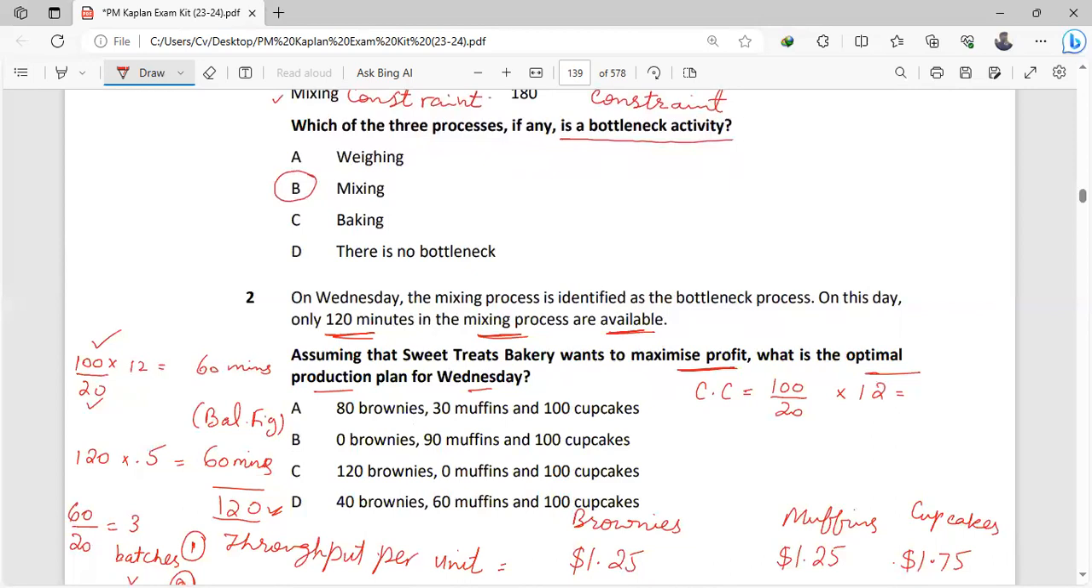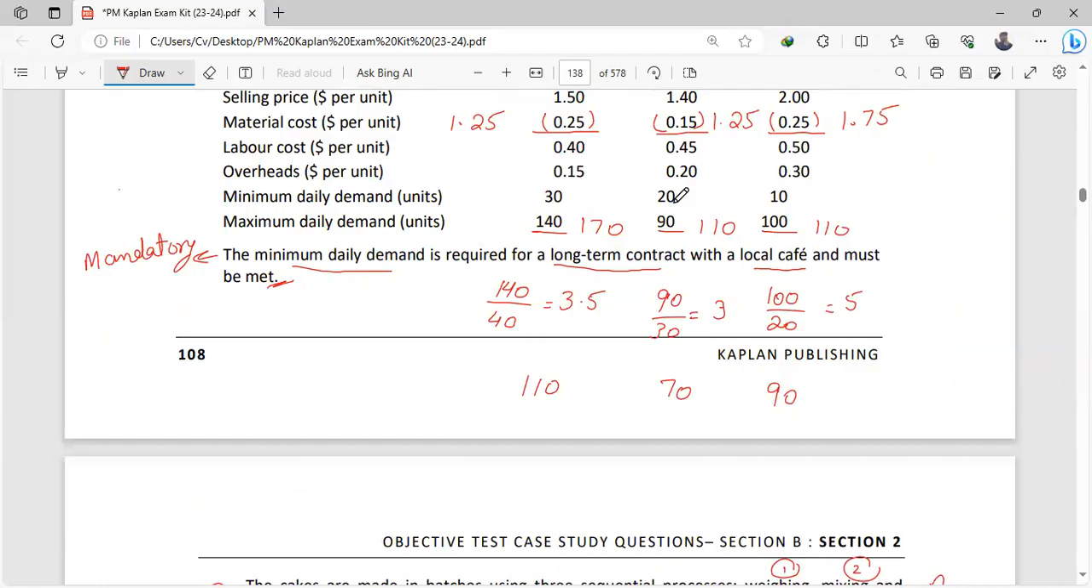That's why you decided that we will fully utilize 60 minutes and we are producing 100. But for the brownies, now you cannot produce this much. Why? Because you are required to fulfill the contract as well. And the contract says that you have to produce muffins, at least one batch of muffin. And one batch of muffin requires 20 units, which is the minimum demand.